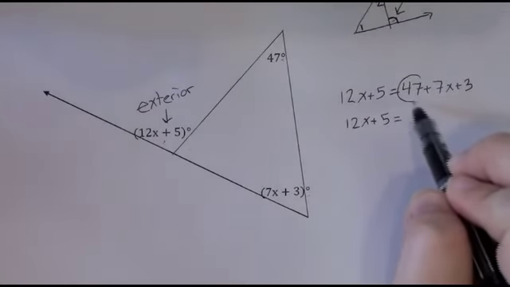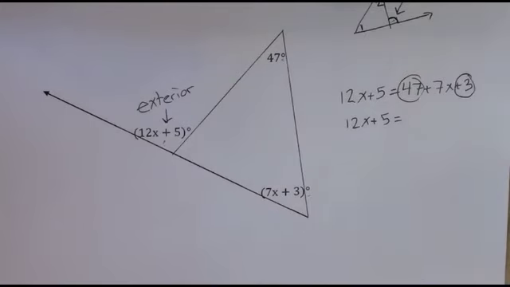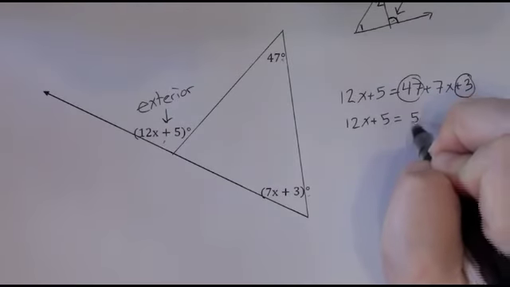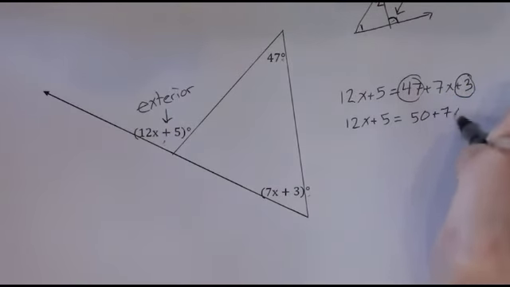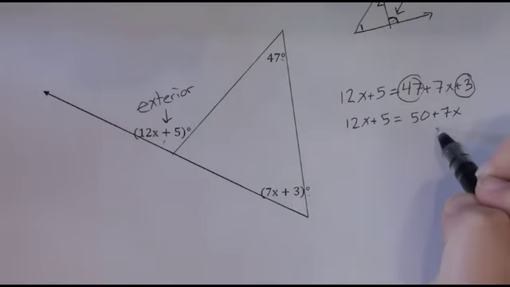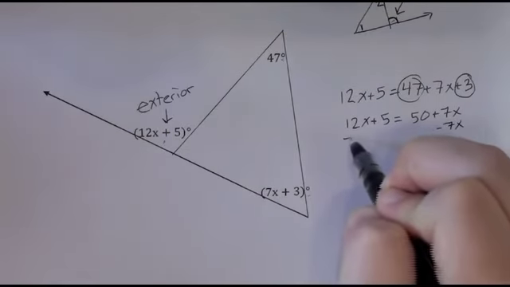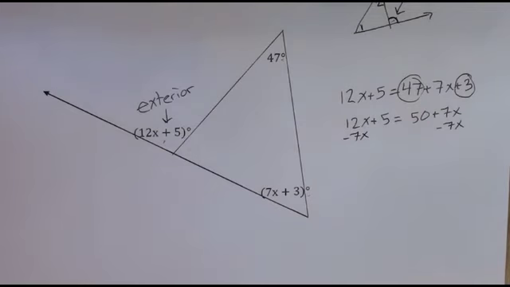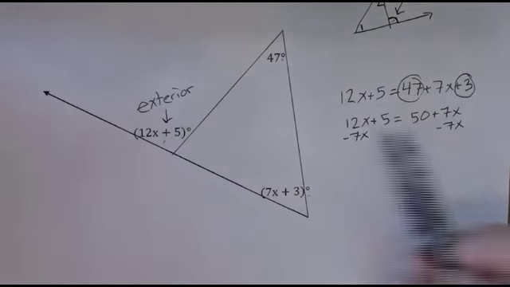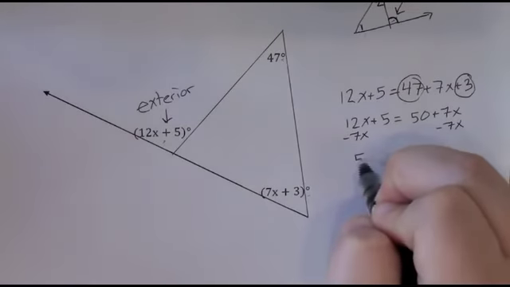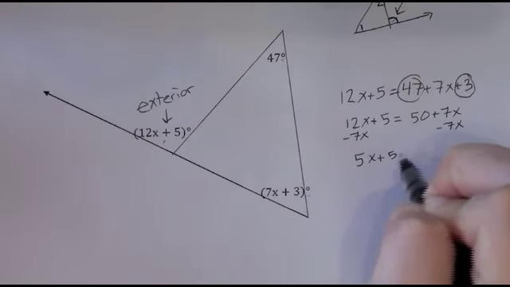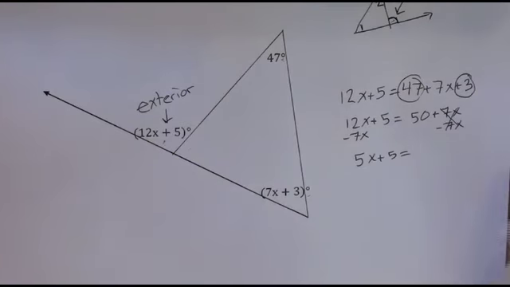Let's see here, 47 plus 3 gives 50 plus 7x. And you can solve in various forms here. I'm going to subtract the 7x from both sides. Remember, what you do to one side of the equation, you have to do to the other. So 12x minus 7x, 12 minus 7 is 5x. On the right side, they cancel, and you're left with 50.